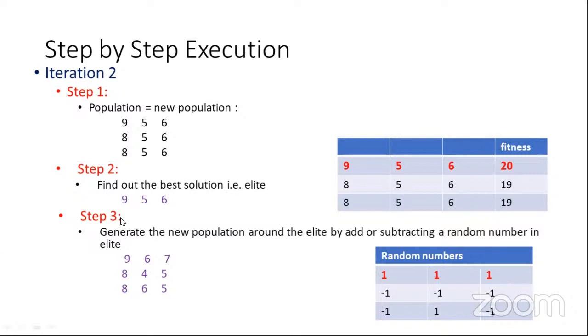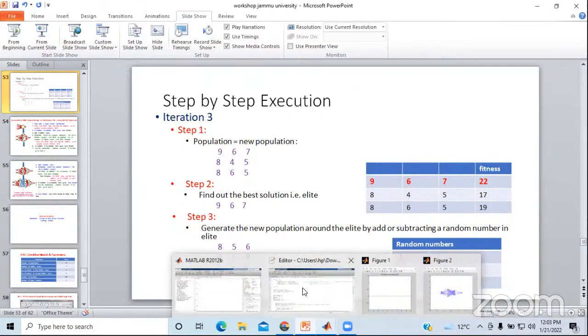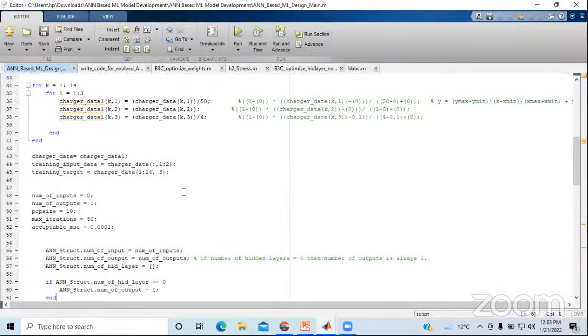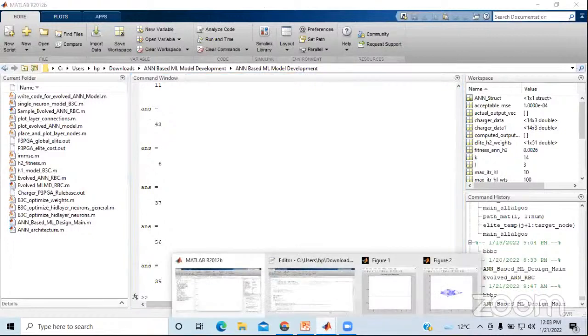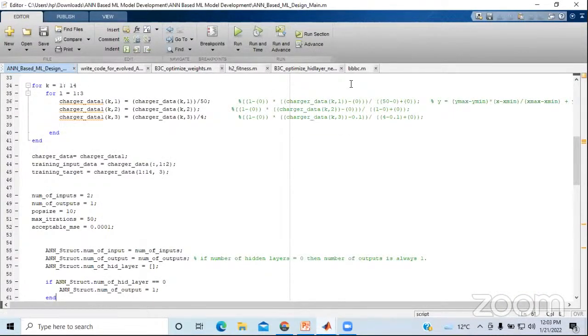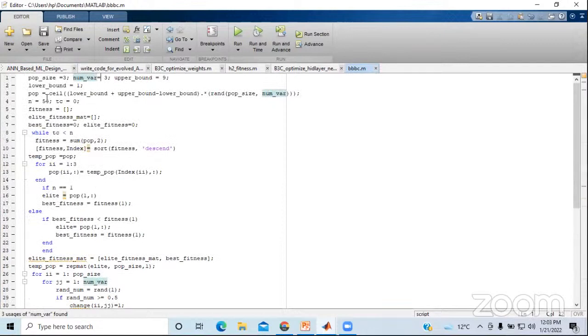Again, this is my elite. Now, again, I have to generate the population around this elite. So this process will continue until we reach the termination criteria. The termination criterion is iterations: how many iterations you are giving to your program. I have also executed this algorithm. This is the algorithm, and I have executed it for 50 iterations.